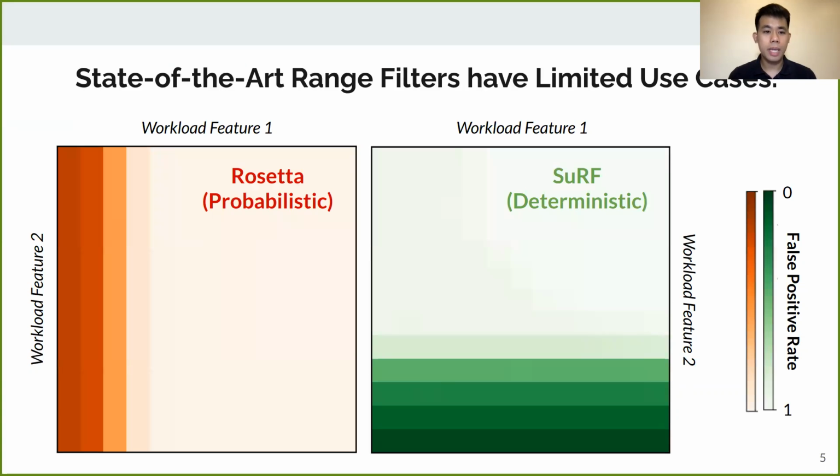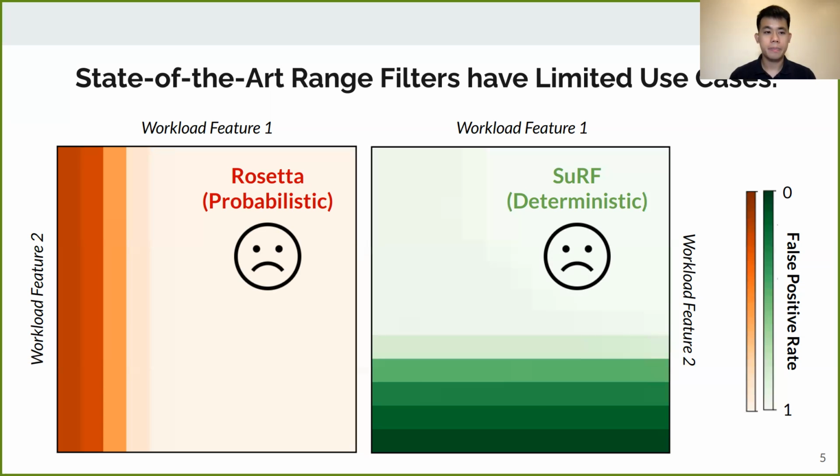To better understand the behavior of these range filter designs, we identify two fundamental range query workload features, which we shall explain subsequently. We map the performance of Rosetta and Surf onto this workload space, and our performance metric is the filter's false positive rate. More intense colors represent better performance or a lower false positive rate. We see that each filter dominates separate regions of the workload space and struggles to perform well outside their intended use case. There is also a large region of the workload space, the top right-hand corner, that remains intractable for both filters.